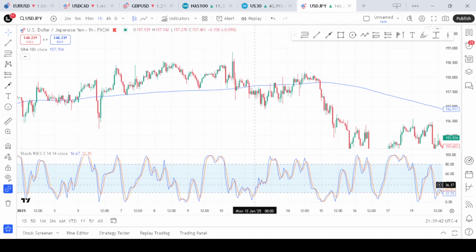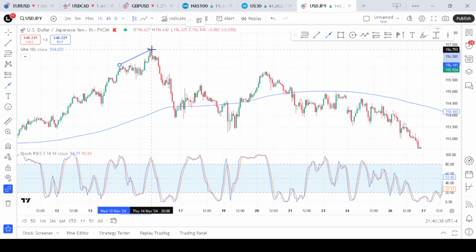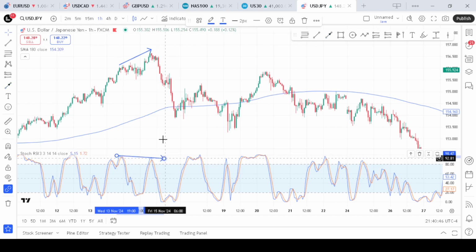Okay, this is not a good example. Let's spot a better example. As we can see from the chart at this area, for a bearish divergence, price has to make a higher high, while the indicator, the stochastic RSI, would make a lower high. This signifies that the reversal is to the downside and it signifies a bearish divergence.